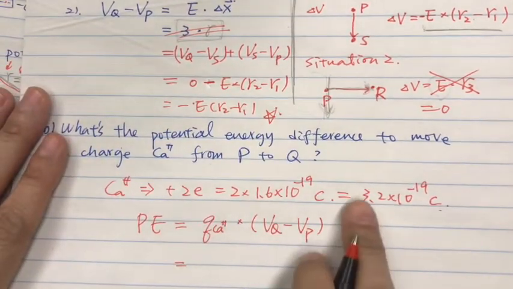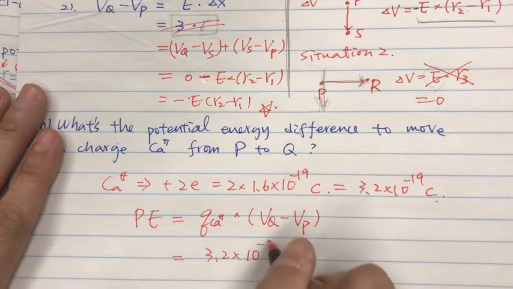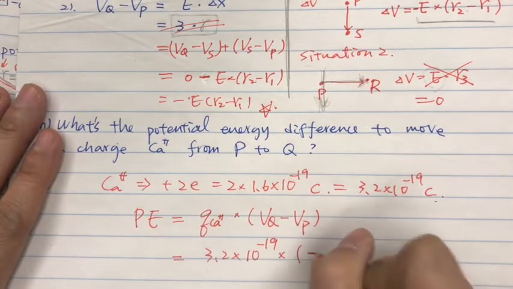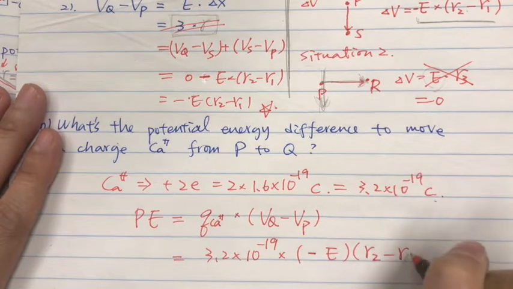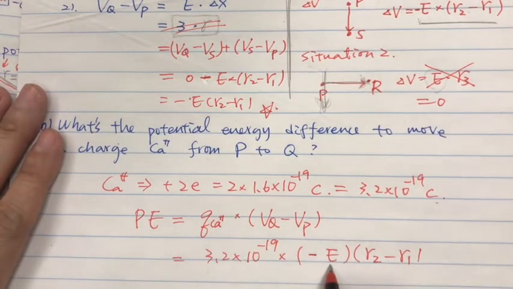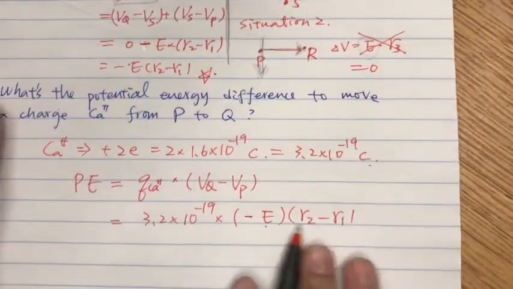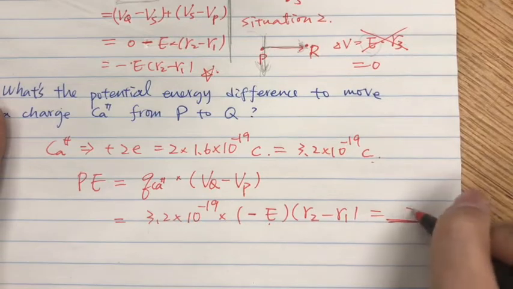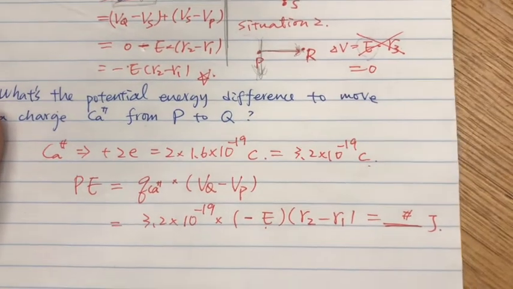Okay, so now you can put in all the numbers. 3 times 2 times this guy. And of course, E is 3, so you can put 3 inside. R2, R1 are not given, but if I give you a number, you can put in a number, then you will get a number with the unit of joule.